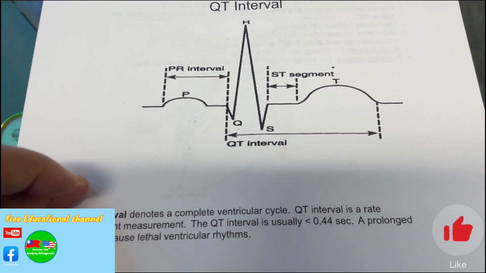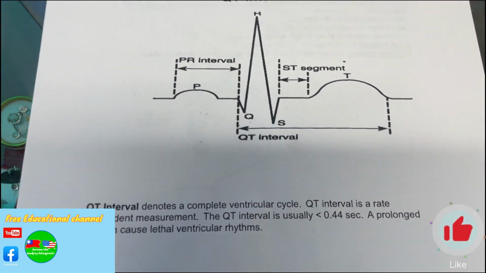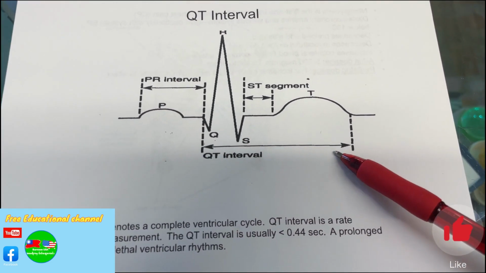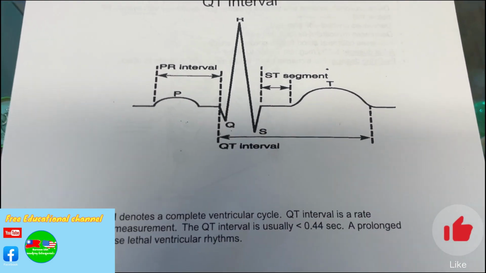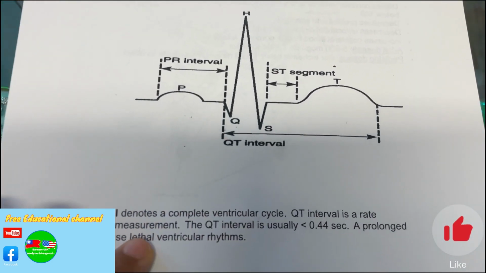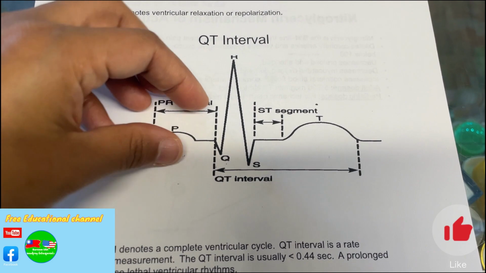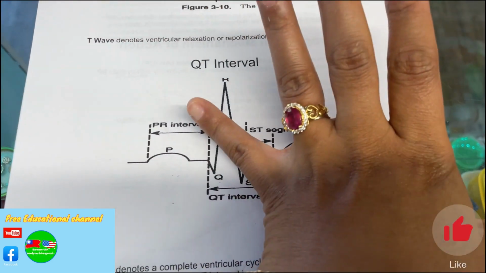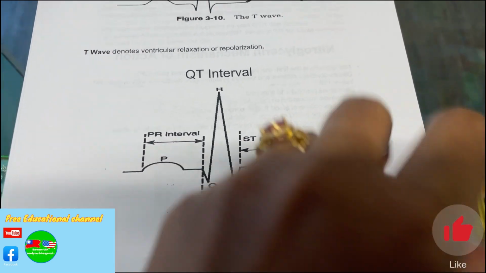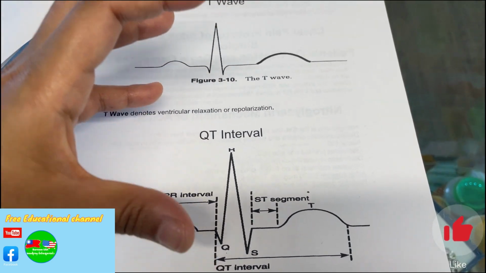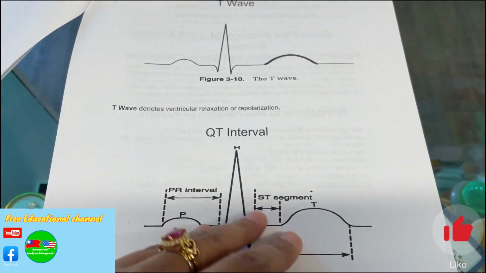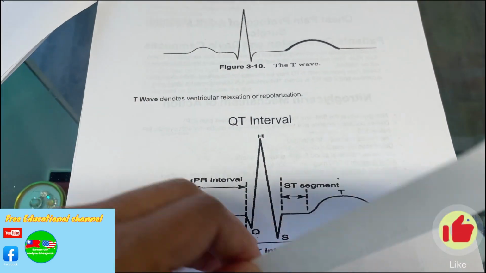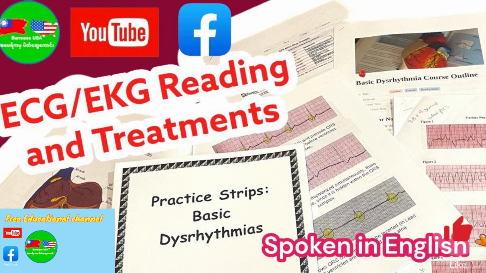QT interval is usually 0.44. Remember, 0.04 is one box, right? So it's 10 to 11 boxes. That's how long the ventricular rhythm can be before it is prolonged. So if you have atrial contraction and the ventricular is longer than 10 to 11 boxes, what's going to happen? That means your SA node and AV node are not really communicating. You have atrial contraction, but your ventricle just doesn't want to follow it, right?